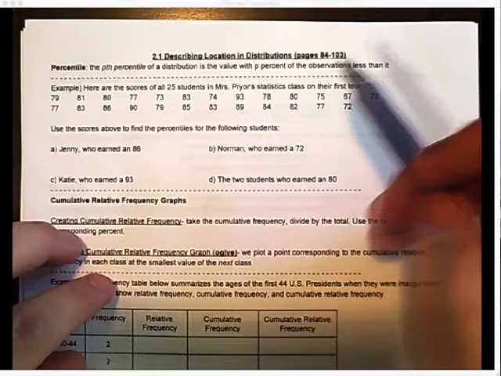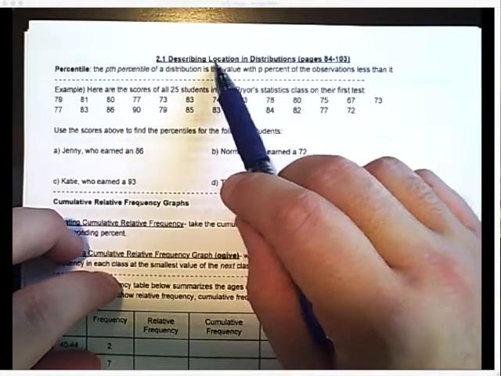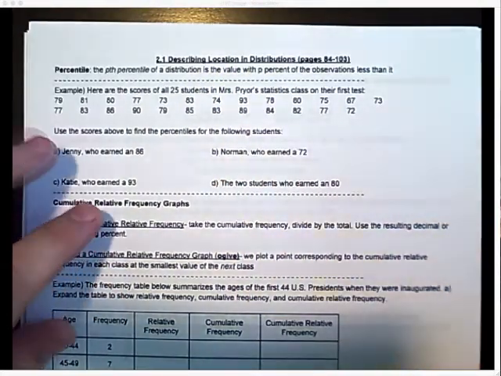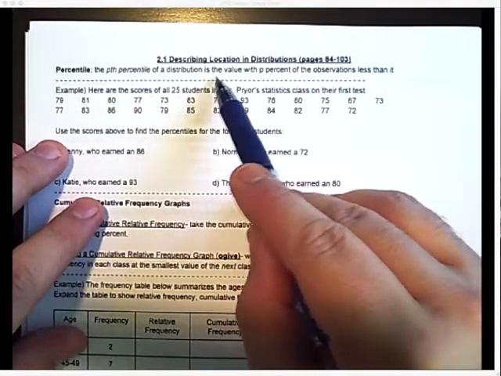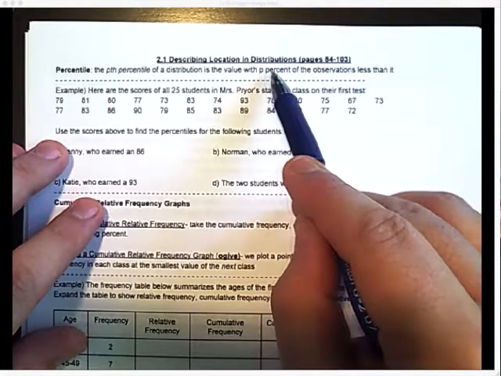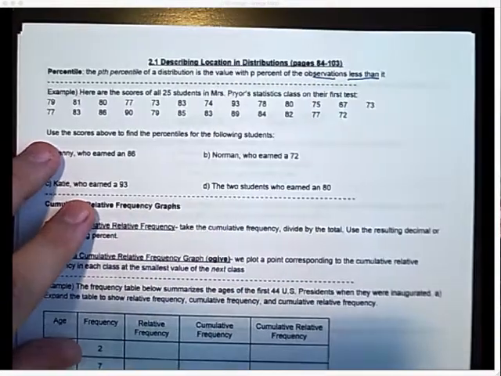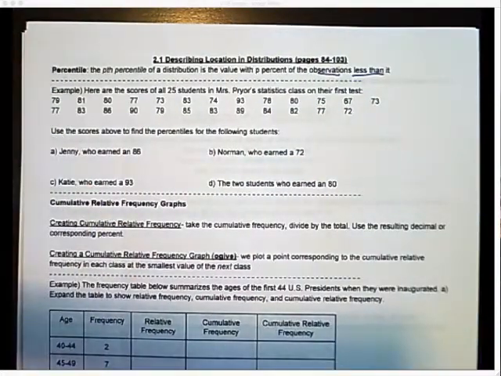All right, guys, today we're going to be talking about textbook section 2.1, describing location in a distribution. So let's see what it says. It says the pth percentile of a distribution is the value with p% of the observations less than it. So in this first example, it says here are the scores of all 25 students in Mrs. Pryor's statistics class on their first test. So we have 25 data values.